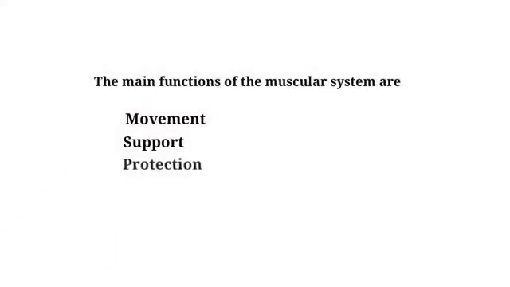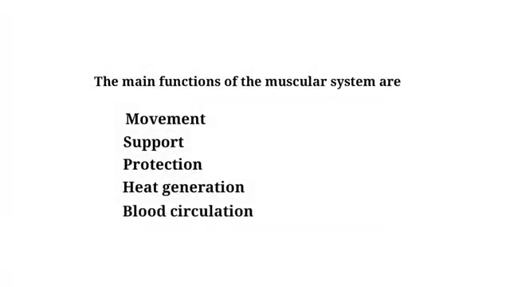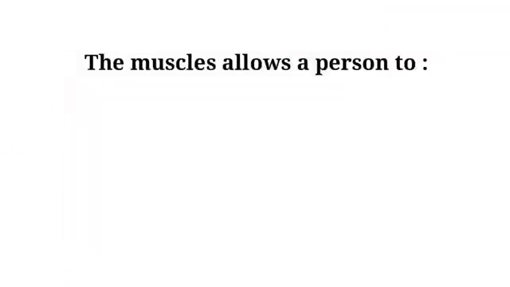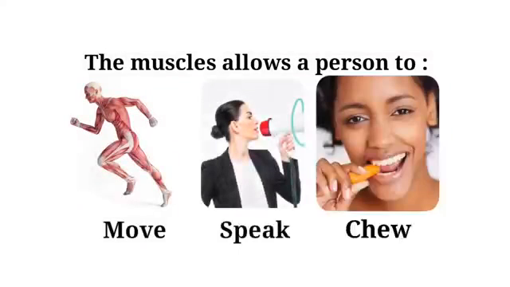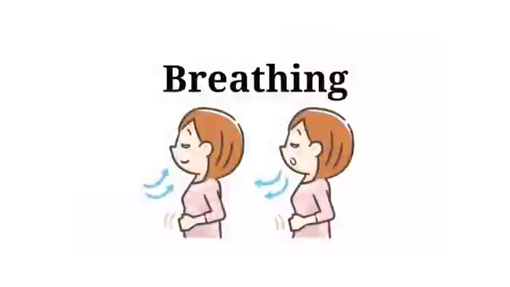Now let's go to the functions. The main functions of the muscular system are movement, support, protection, heat generation and blood circulation. Muscles allow a person to move, speak and chew. They control heartbeat, breathing and digestion. Other unrelated functions, including temperature regulation and vision, also rely on the muscular system.